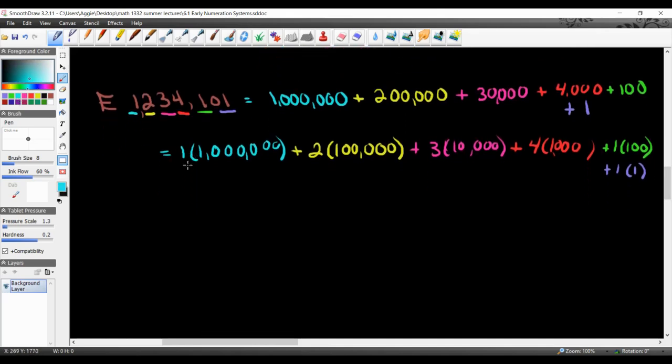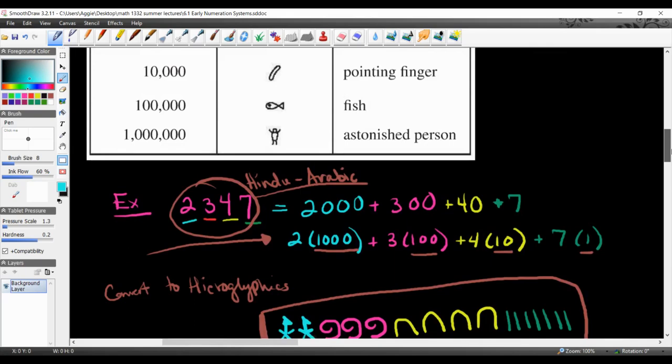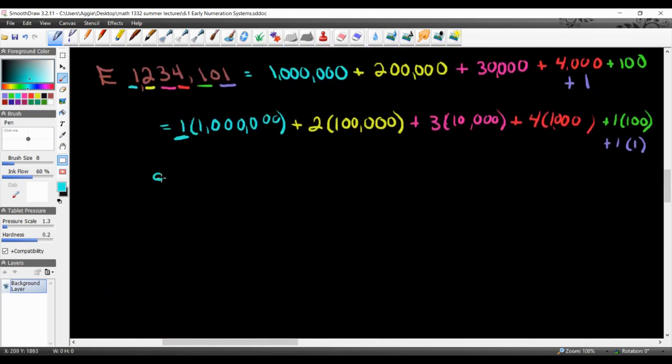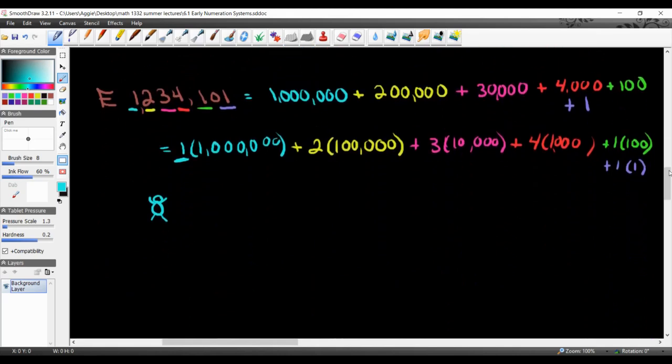So the 1 million, we have one of them, and it looks like 1 million is, let me see, what was the 1 million? Oh, it's the astonished person. So I'm just gonna do my best at drawing that. We have a little astonished person. It kind of looks like that to me. So there's my 1 million, okay? And then the 100,000, that would be we have fish for that one. So we have 2 of those. So it would be 2 fish. That's not a very good fish, but there are my 2 fishies, okay?